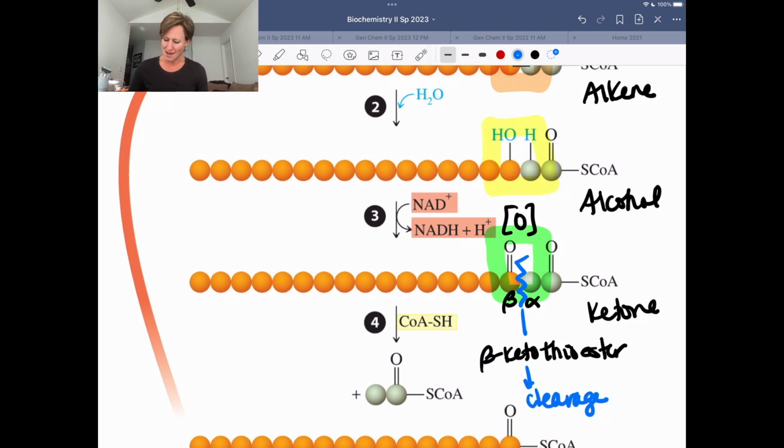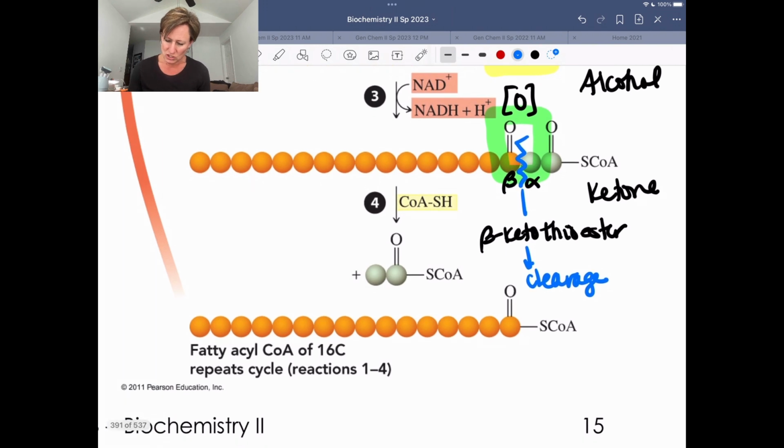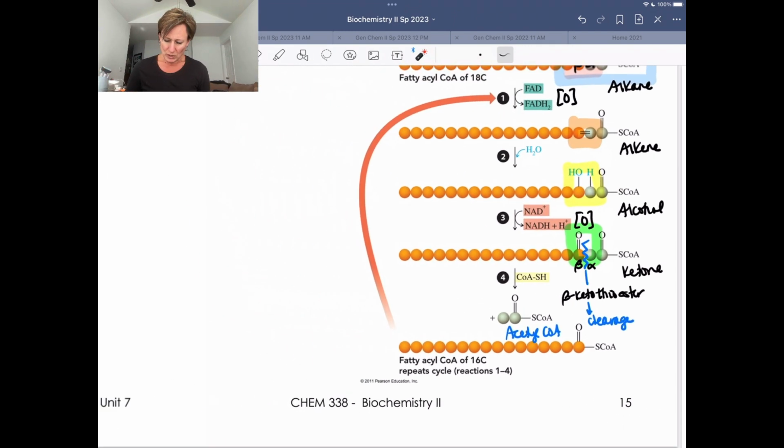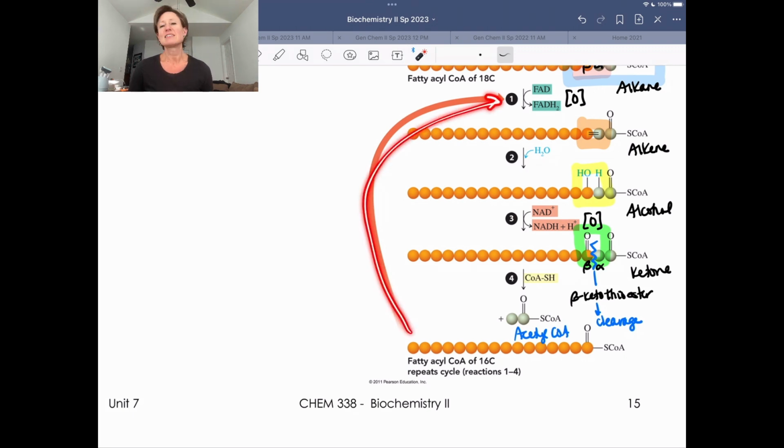And when we break that bond, what we're going to generate is an acetyl-CoA molecule, a C2 onto CoA. So this is our acetyl-CoA. And this chemistry happens such that we generate another fatty acyl-CoA that's simply shortened by 2 carbon units that come in from the business end of the molecule. So what we do then is we are just going to repeat this chemistry.